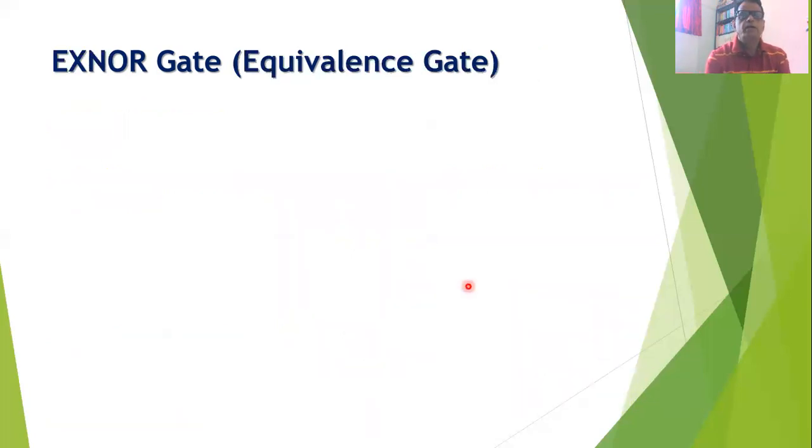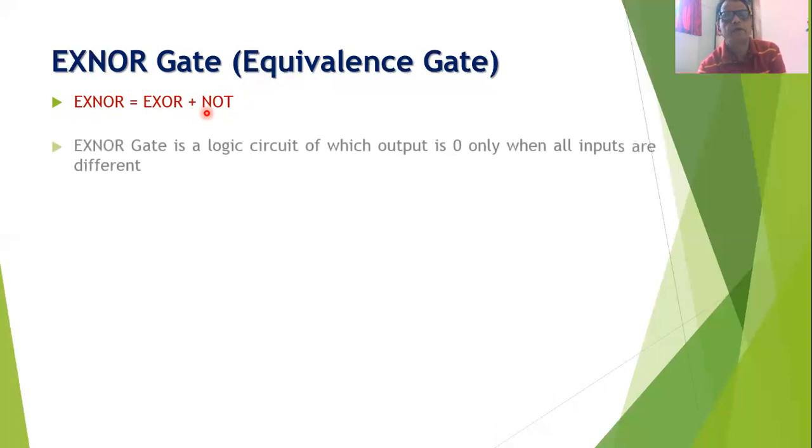Now this is another derived gate, and this gate is called the exclusive NOR gate. Sometimes it is also called the equivalence gate. The exclusive NOR gate can be easily constructed by taking the exclusive OR gate and connecting a NOT gate to it. When we make such a combination, the gate is called an exclusive NOR gate.